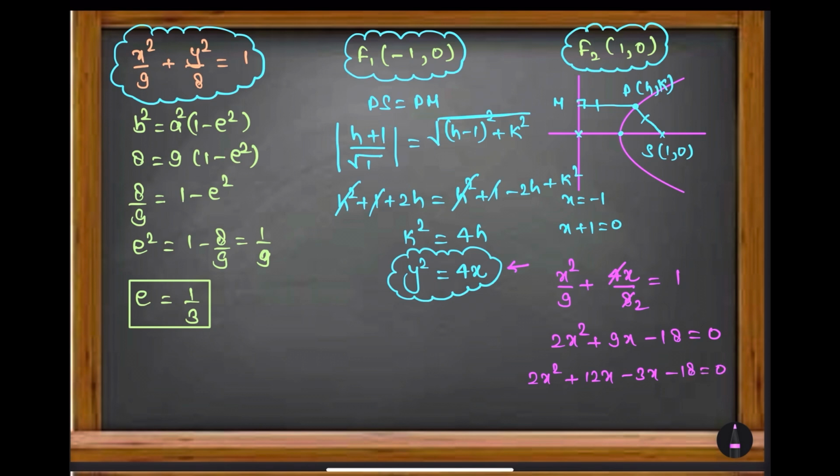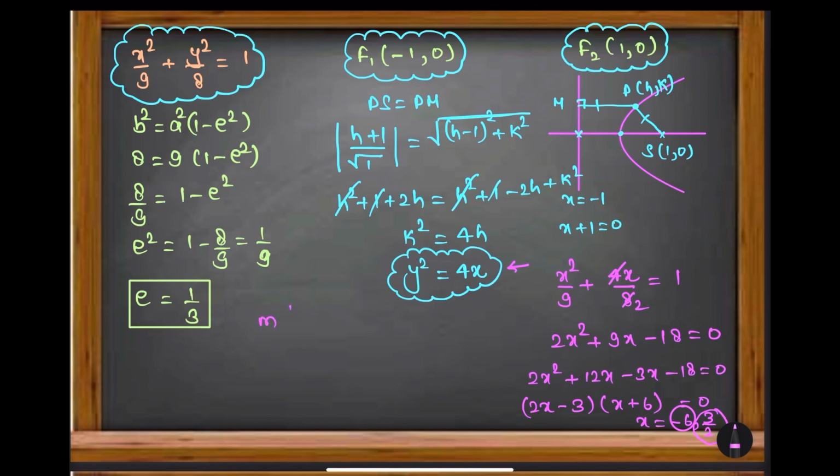I'll take 2x common from the first thing and I'll take minus 3 common from the second thing. So we will have x minus x plus 6. Okay, so the value of x we got as minus 6 and 3 by 2. You know that it is a right side opening parabola, so it cannot intersect on the left hand side. So the value of x is 3 by 2 for M and N.